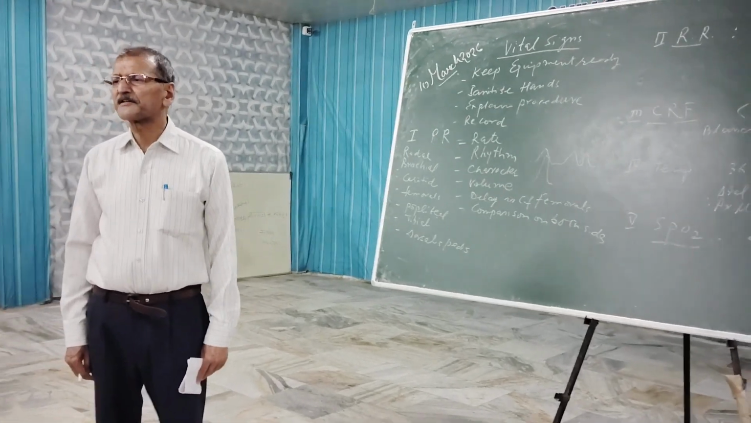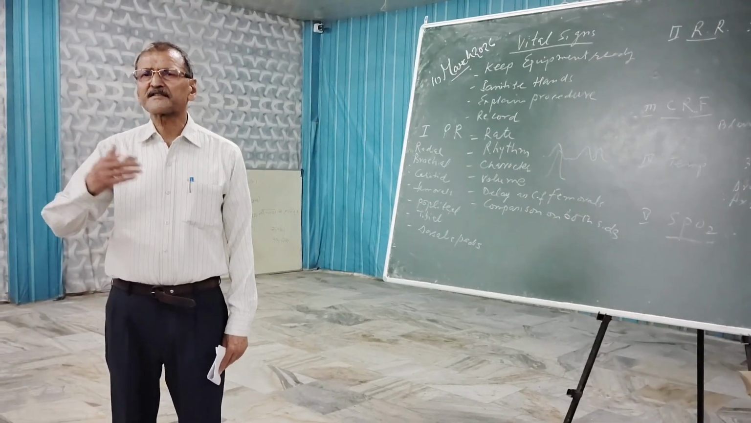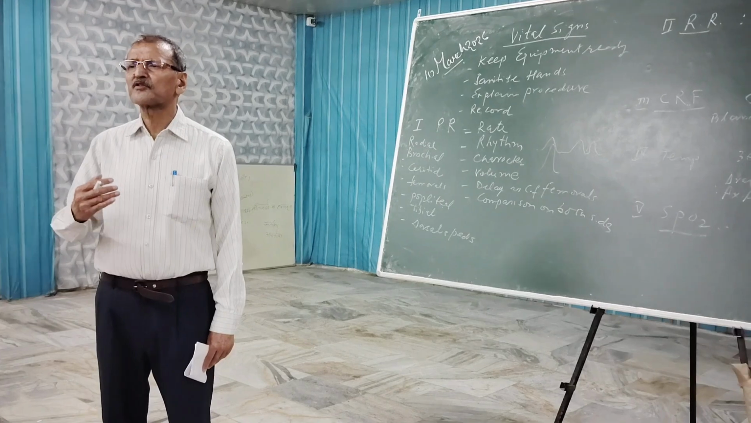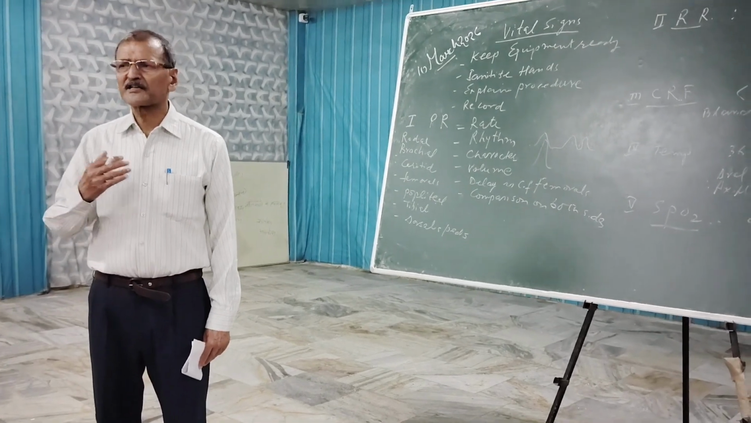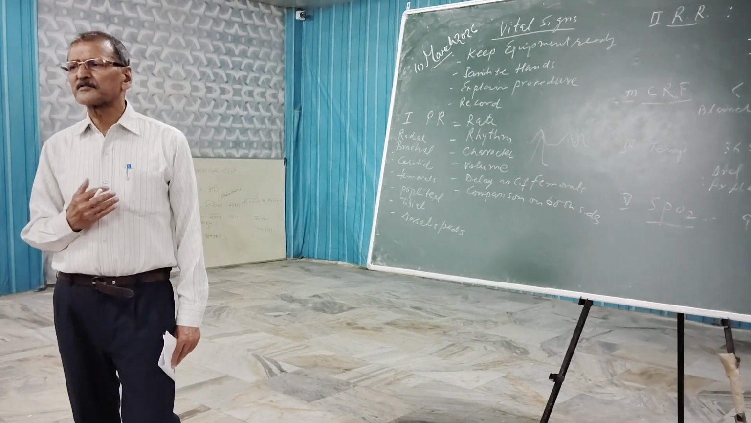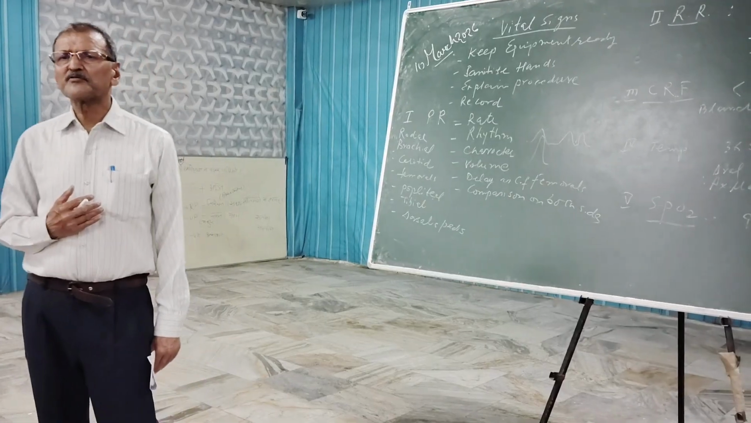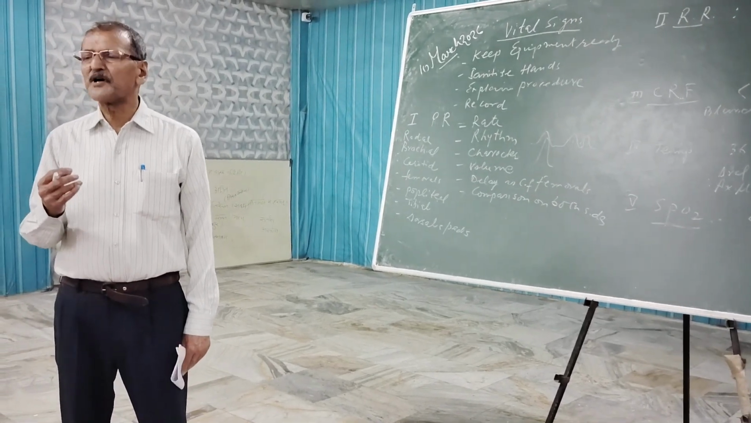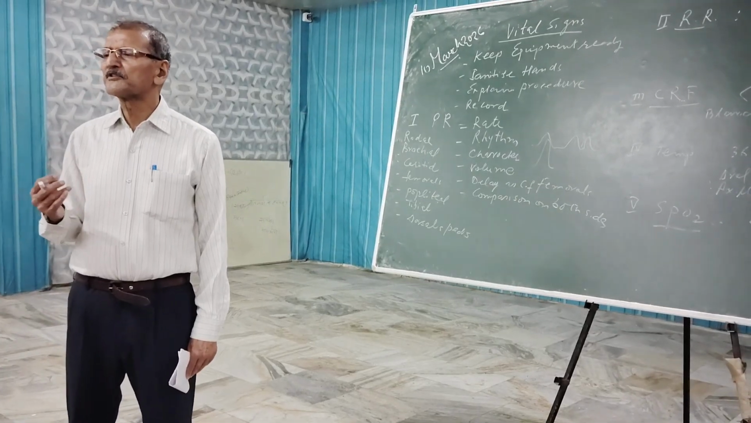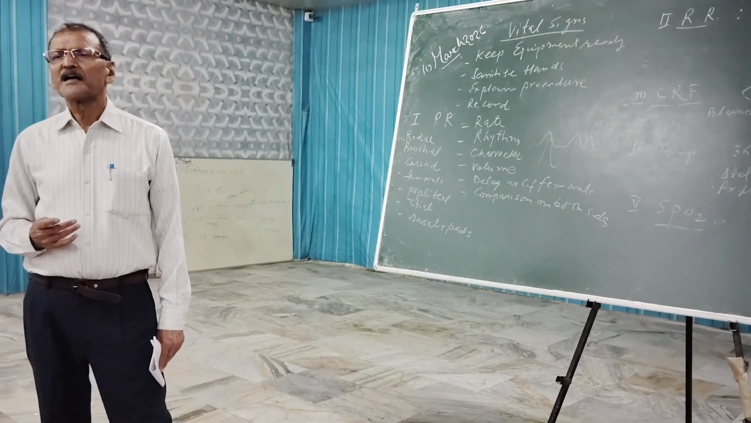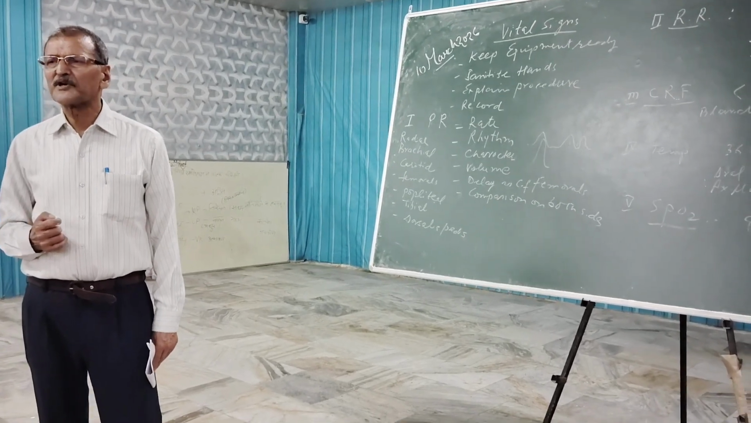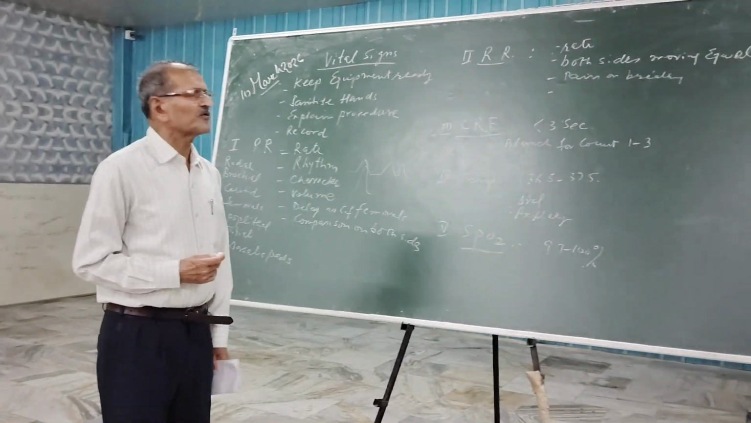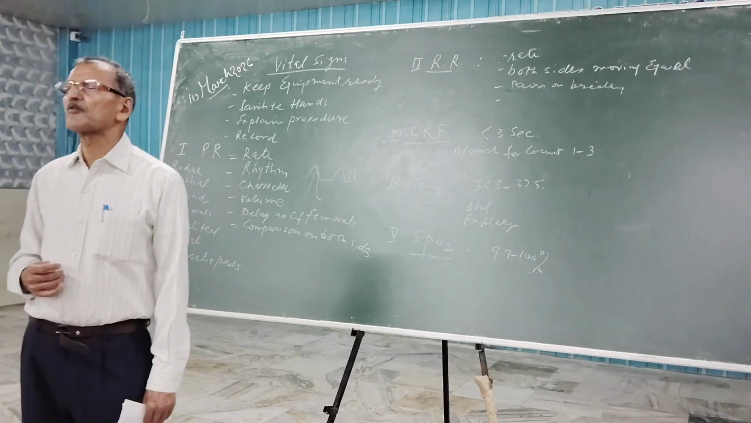As you take inspiration, you know that the chest expands. During expansion, you count 1. Again during expiration, it will contract. Again during the second inspiration, it will expand. So you keep the watch and count 1, 2, 3, 4 like this, and then after 30 seconds you multiply by 2.